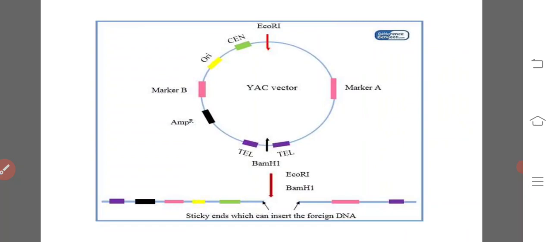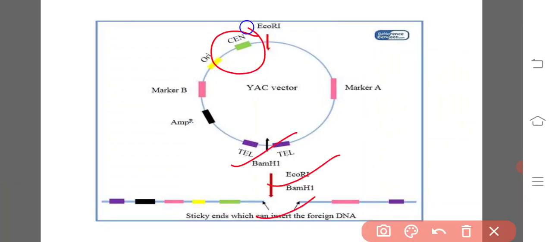Here we can observe them. They are the automatically replicating sequences in the form of ARS, and a centromere, CN, and two telomeres, TL means telomeres, for the maintenance.